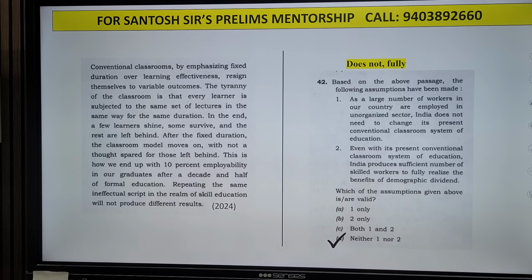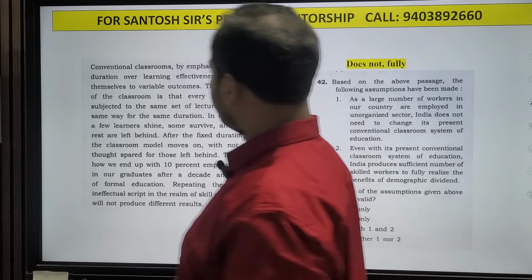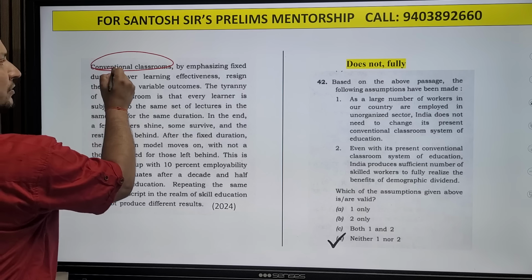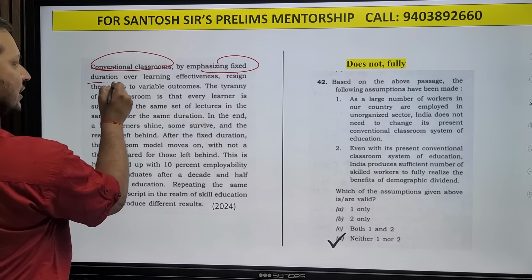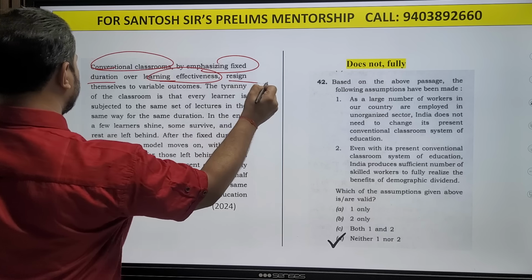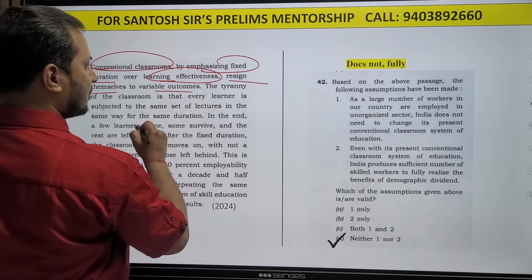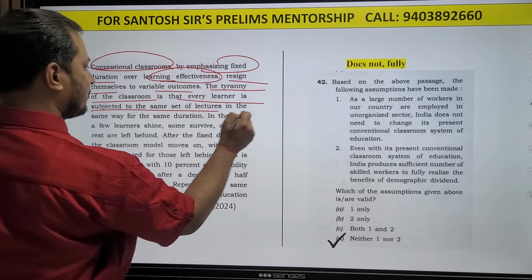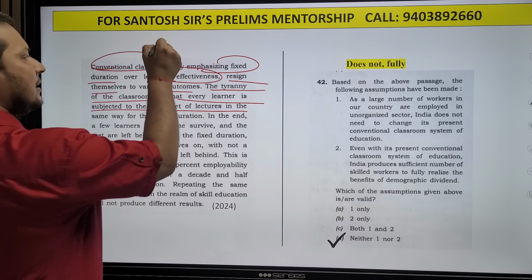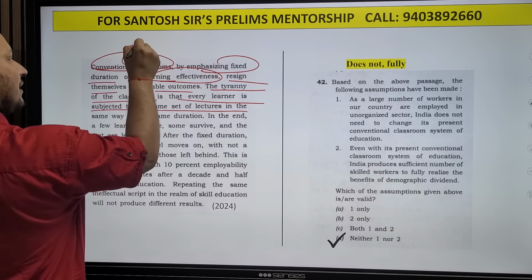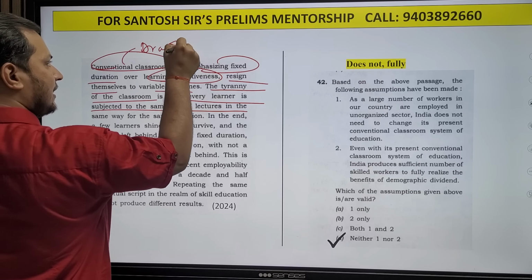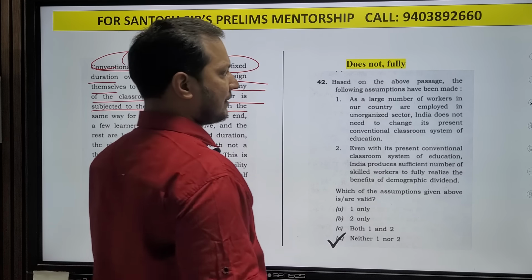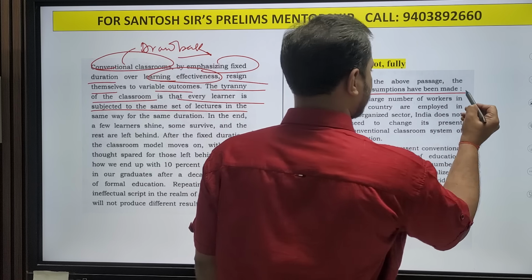Okay, let us go for another question, guys. You can see here. This article is about conventional classrooms, by emphasizing fixed duration over learning effectiveness, redesign themselves to variable outcomes. The tyranny of classroom is that every learner is subjected to the same set of lectures. Basically, this article is about conventional classroom drawbacks. Now let us read the question. Based on the above passage, which of the following assumptions have been made?